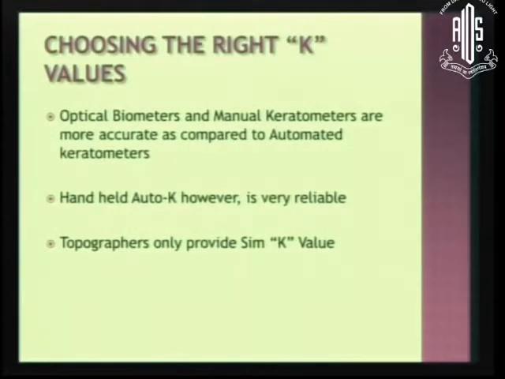Now, which value you'll use when? As far as the magnitude of the corneal power is concerned, which you're going to feed in your formula, we are not talking of astigmatism here. Optical biometers and manual keratometers are more accurate as compared to automated keratometers. Automated keratometers, most of them measure at a diameter of 3.3, whereas the optical biometers and manual keratometers are smaller at 2.3 and 2.8 millimeters respectively. Handheld auto K, however, is very reliable, and topographers are not reliable because they give the simulated value over the entire cornea.